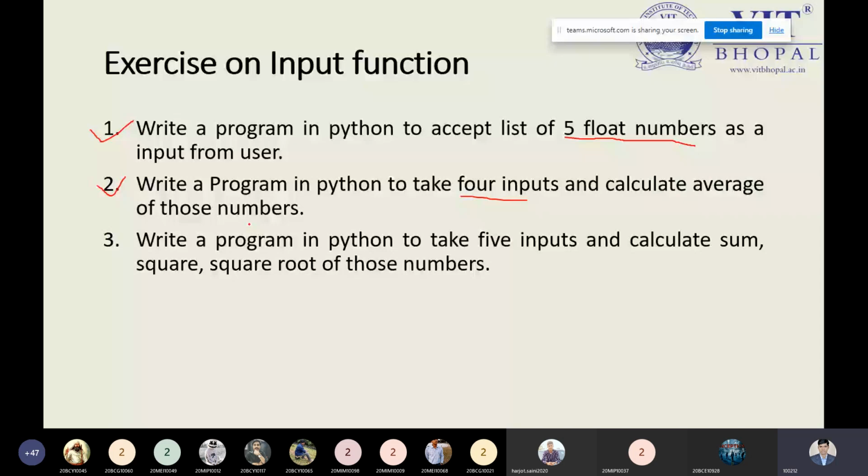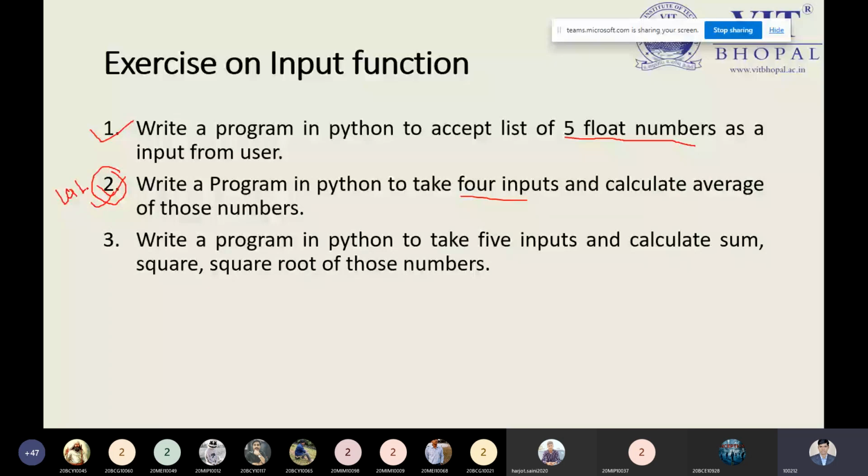For a hint, you have to take input, any input that could be float or integer. It's up to you. Before calculating, the value must be converted into the respective float or integer value. This is the point, before performing the mathematical operation. So you will solve this question at your home. This question will be part of the lab. So I'm writing here: lab.